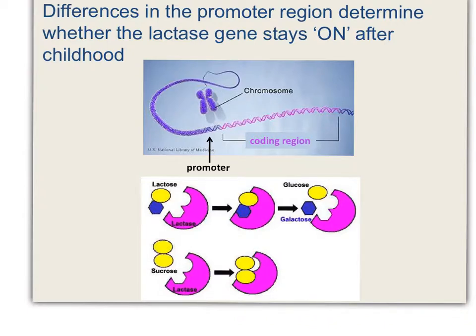Now, if sucrose comes in, it just splits apart sucrose, which is a disaccharide, into 2 glucose molecules. So this is actually how this gene is regulated. Now, also, it's not just regulated in terms of being on or off. It's also in the amount of lactase that's actually being produced.